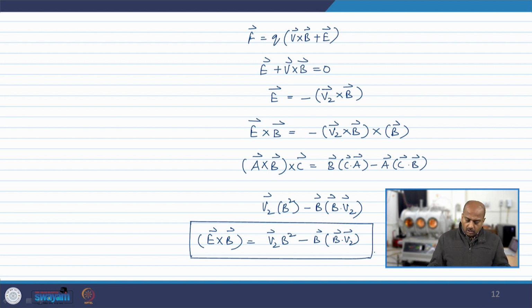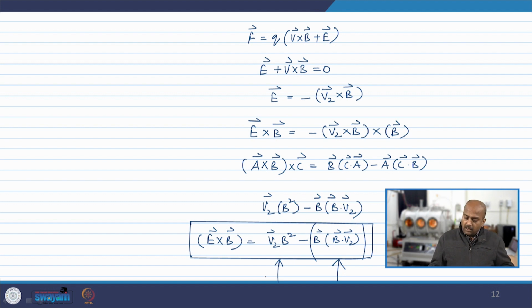If you look at these two terms on the right hand side, you have this term which is V2 B square, this is along V2. But this one, B dot V2, the dot product, the resultant of this dot product on the right hand side will be a scalar. What will be the direction of the entire term on the right hand side, the one after minus? This will obviously be in the direction of B, right.